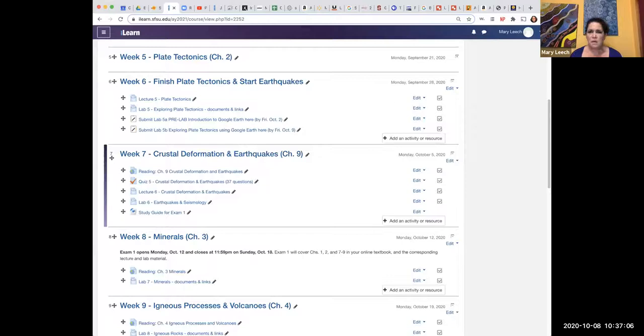Any other questions? So I said it would be a mixture of multiple choice, true, false, matching, short answer. And I am definitely going to use diagrams and have you interpret them or tell me about them.